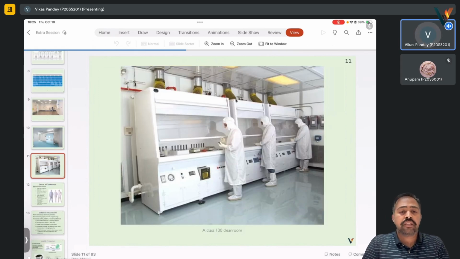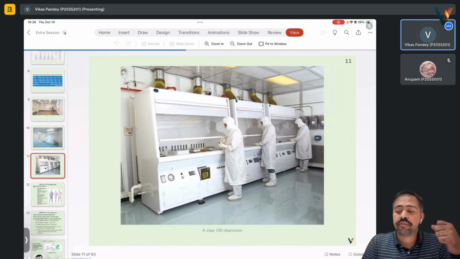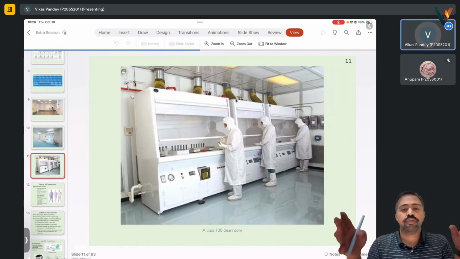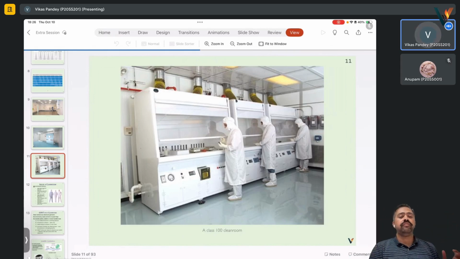Or in some cases, maintaining some very high standards like class 1 or class 100 clean room, for example, it's very difficult to maintain the whole room as class 100. So it may happen that the whole room is maintained at class 1000, but wet benches like this, closed wet benches or closed areas, can be maintained as class 100. So we can have different classes of clean rooms in one single fabrication facility.